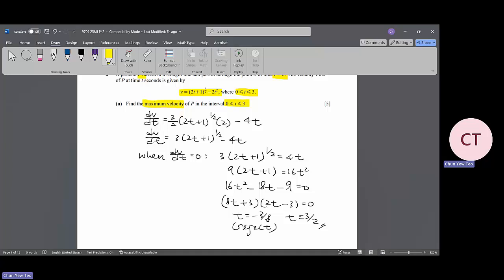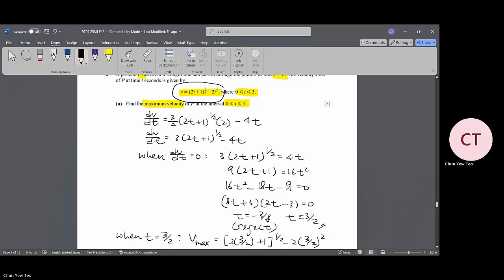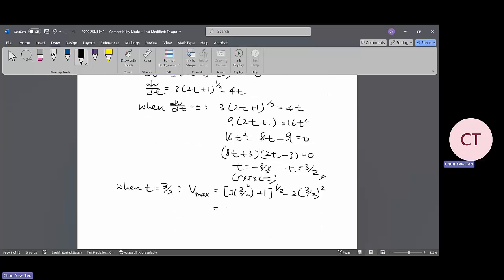But we need to find maximum velocity. That means we need to substitute when t is equal to 3 over 2. So your maximum velocity will be replaced inside here. You will get the maximum velocity is 2 multiplied by 3 over 2 plus 1 power 3 over 2, minus 2t squared. Just use the calculator to help. Then you will get 8 minus 9 over 2. That will give you 7 over 2 meter per second. So this is the answer for question number 6A.